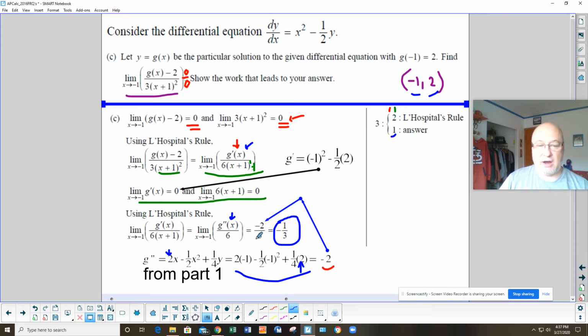And some students just have a hard time evaluating, and that's how you get that 3rd point, because they don't really know, hey, where do I get this g double prime from? But look around, every part is dependent on previous parts. All right, so that's part C.